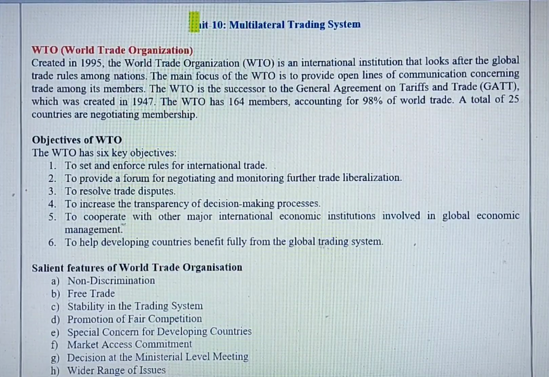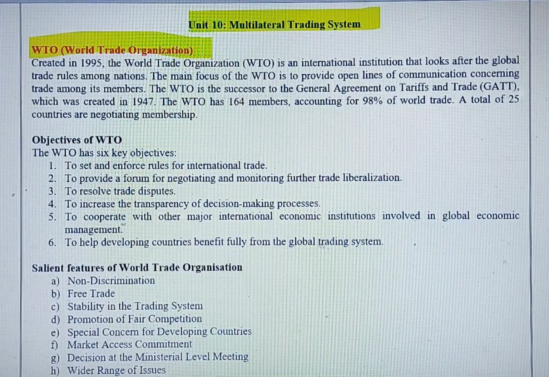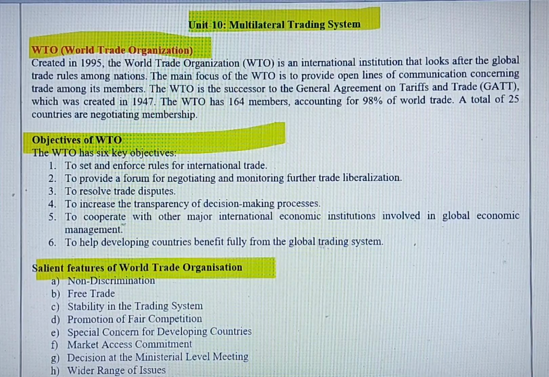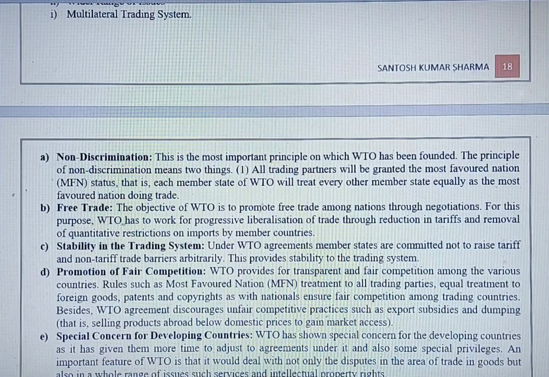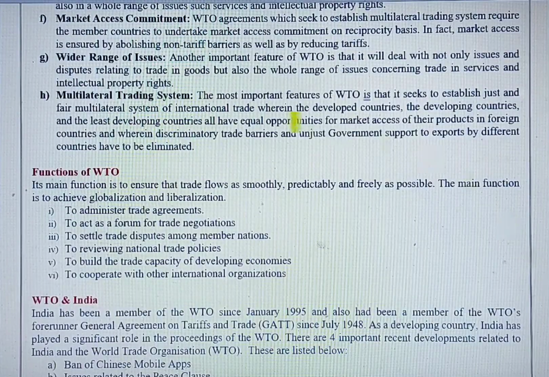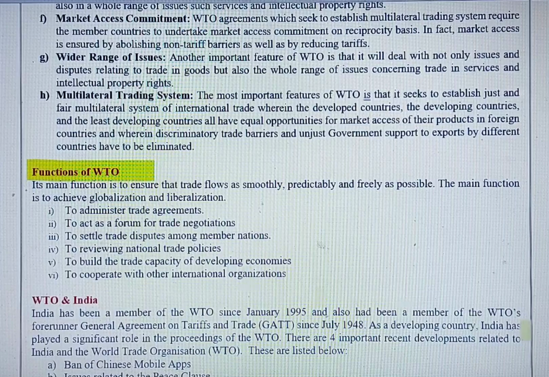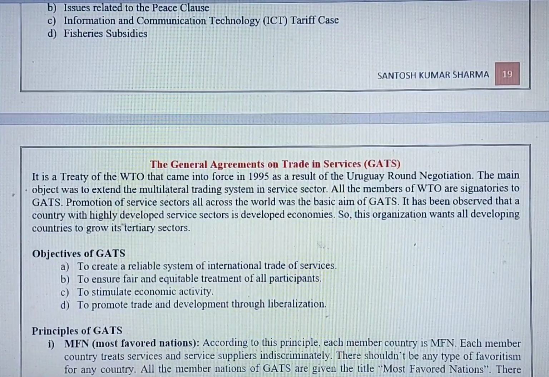And Unit 10, multilateral trading system. Here, everything about WTO, the World Trade Organization: its objectives, its features, the relation between WTO and India, its important principles, and its important functions. So all this you need to revise.